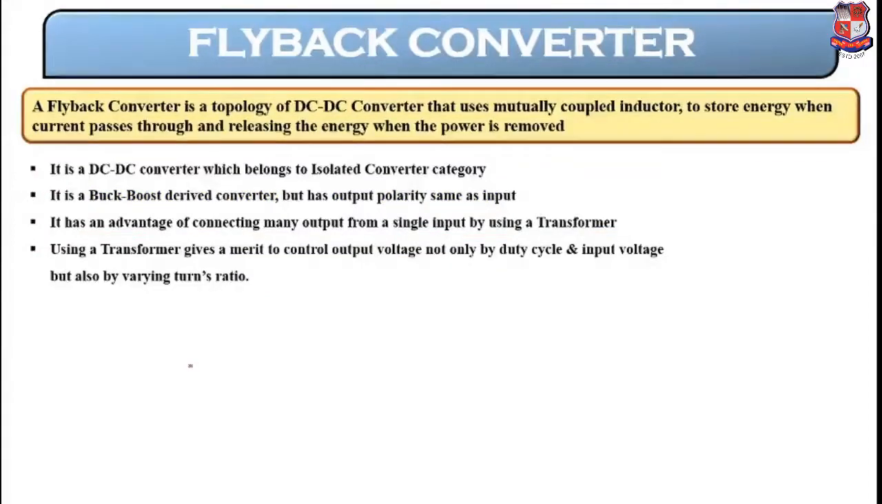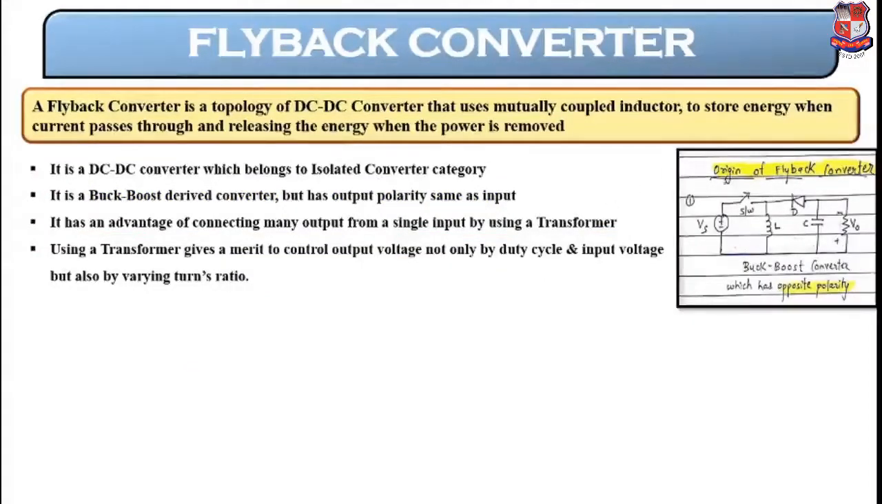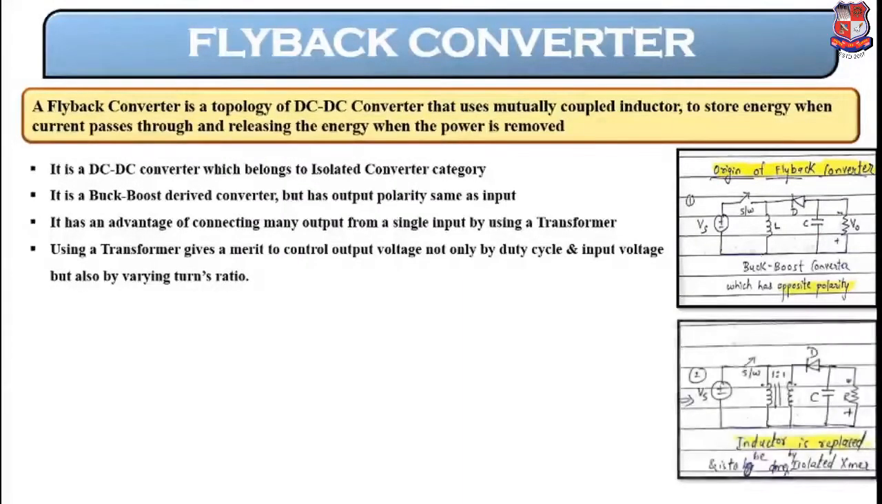So how is it happening? The origin of the flyback converter. This is our classical buck boost converter. What was done is that in this buck boost converter, this inductor was mutually coupled. Initially a 1:1 transformer was used, where this inductor is replaced and separated using an isolated transformer, and it is replaced.